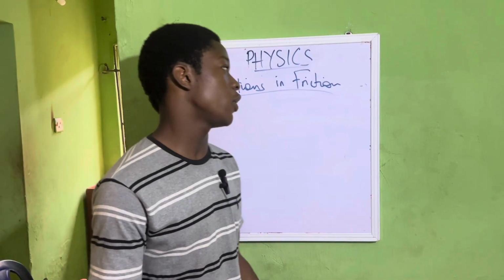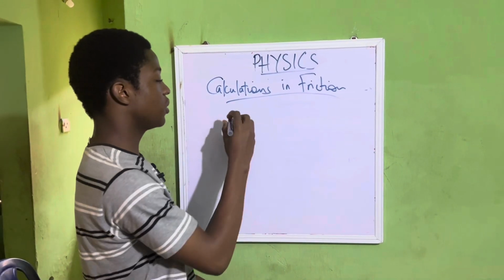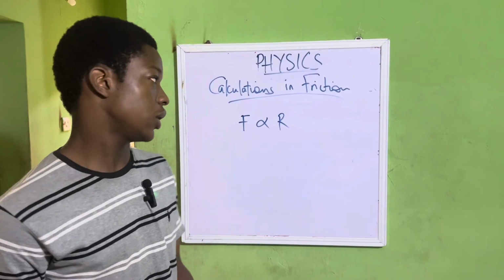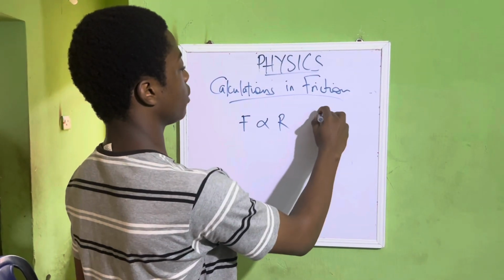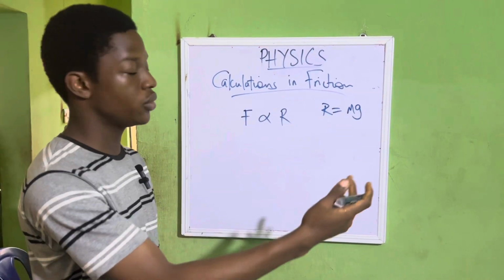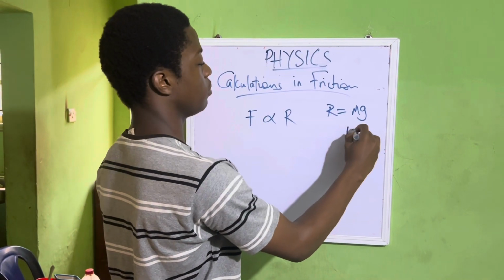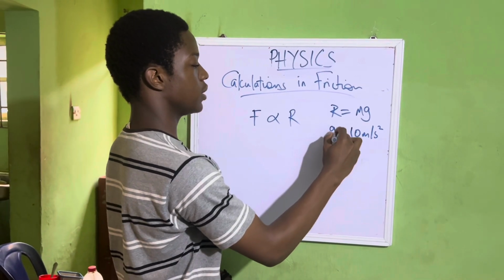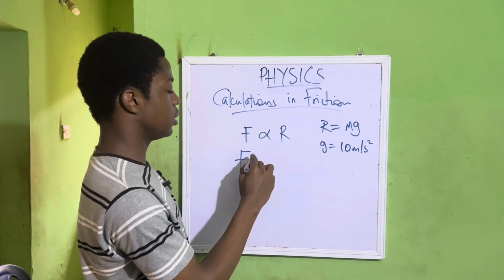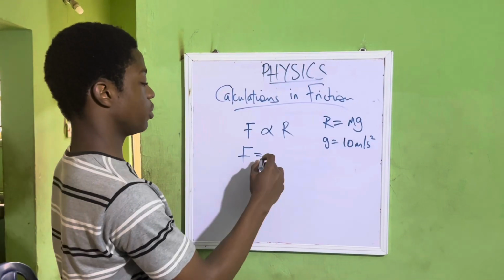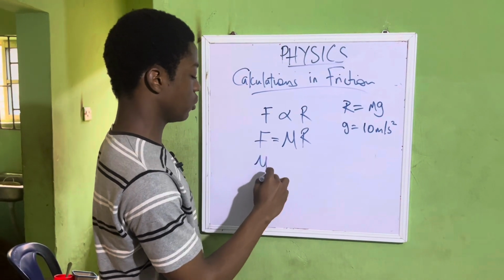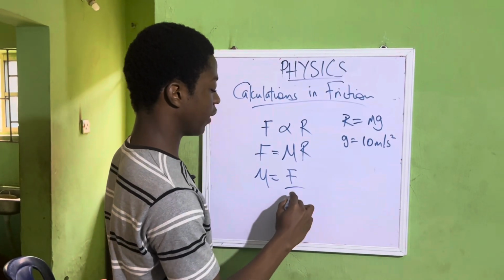One of our laws of friction that we have discussed earlier, we said that frictional force is directly proportional to the normal reaction. So note that this R is equal to mg, where m is your mass and g is acceleration due to gravity, which is normally 10 meter per second square or 9.8 meter per second square. So F, when you remove the proportionality sign, will be equal to mu R. Mu here is your coefficient of friction. So coefficient of friction will be equal to F over R.